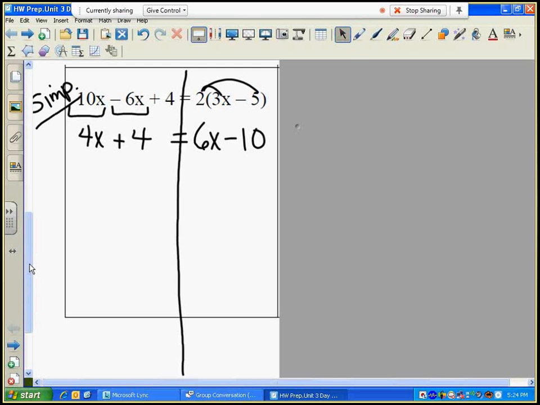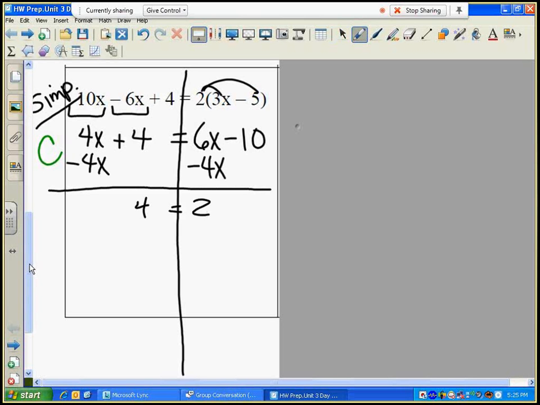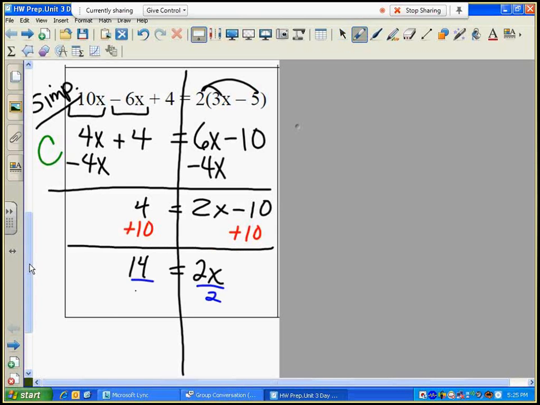Okay, now let's collect. We have a 4x on the left, we're going to have a 6x on the right. So big C. I'm going to choose to subtract the 4x from both sides so that I end up with a positive coefficient. I did something on both sides of the equation, so there's my action bar. And what I got left over is a pretty tame two-step equation. And there we have it.